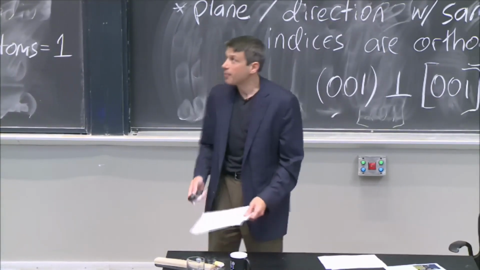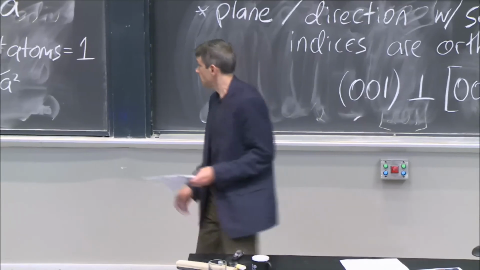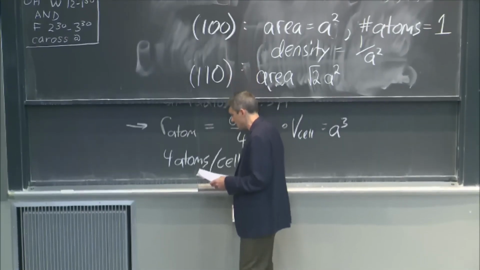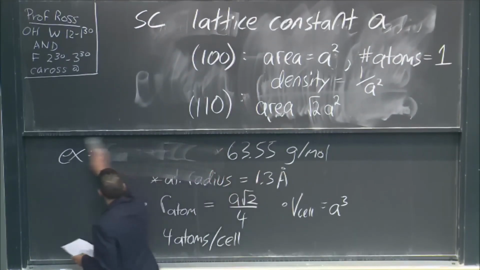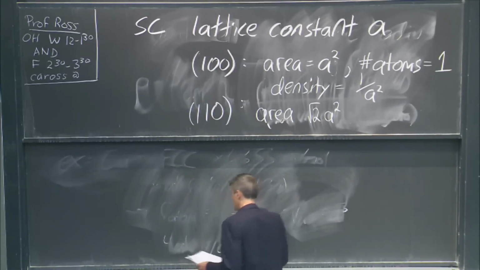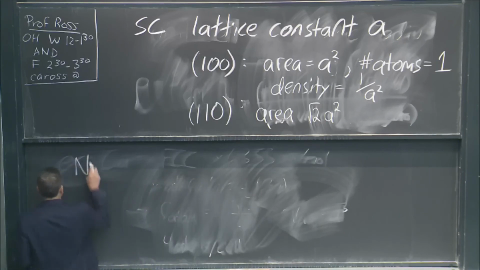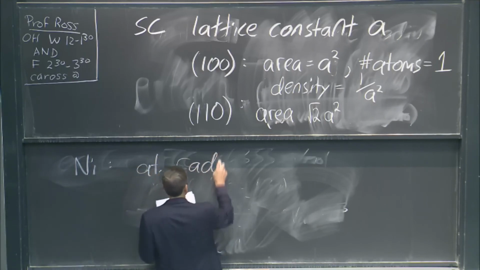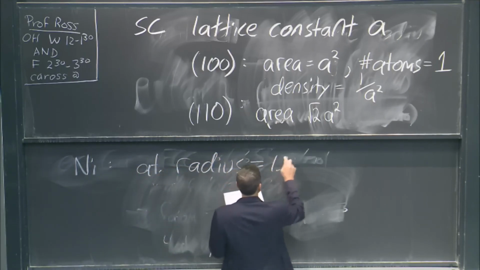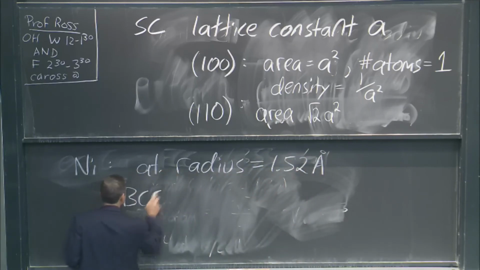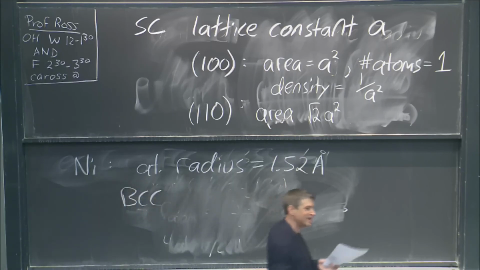As one last example, you go back to your periodic table, and there was copper, let's do nickel. All right, you take nickel, and I know that the atomic radius of nickel is 1.52 angstroms. I've looked that up. But I also know that it's BCC, and this gives it away. This gives me what I need. The crystal symmetry, the lattice, gives me what I need.